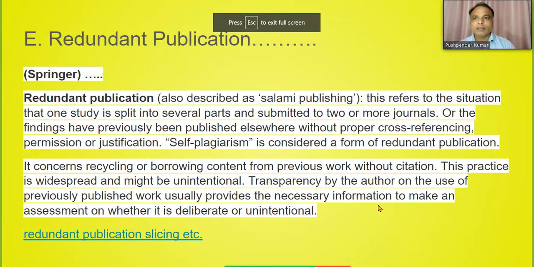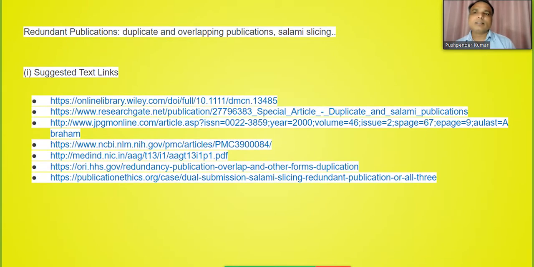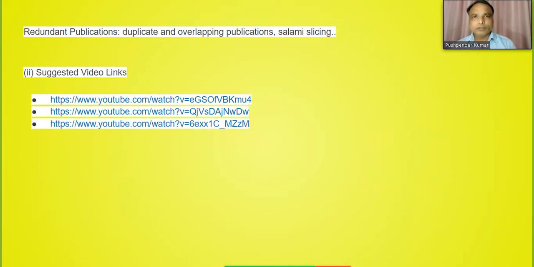So if you want to know more about this salami or redundant publication, here you can see some text I have. You can see in future if you want to read more about it. And I hope these are a few videos you can refer to, and you can see what is this salami publication. As they have mentioned, it's a kind of duplicate publication from the same paper, right? You make some little bit changes and send it for publication. So they say ethically it's not good, right?